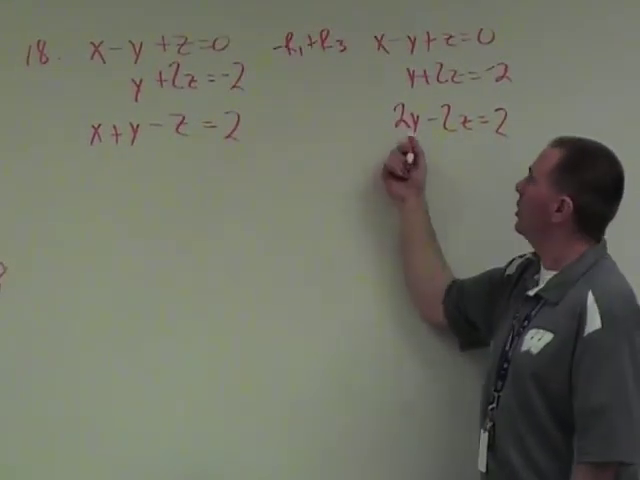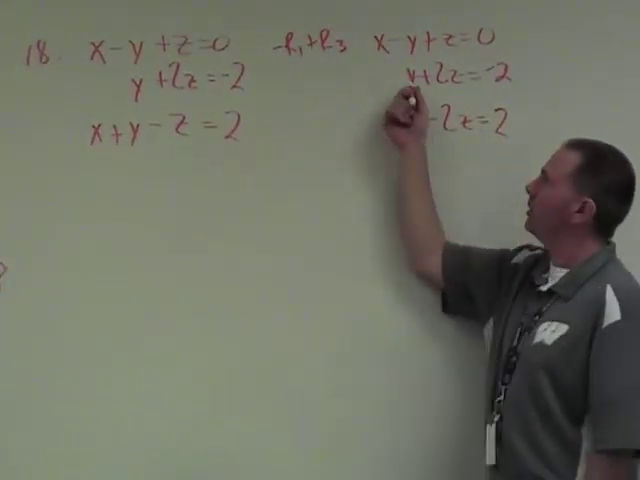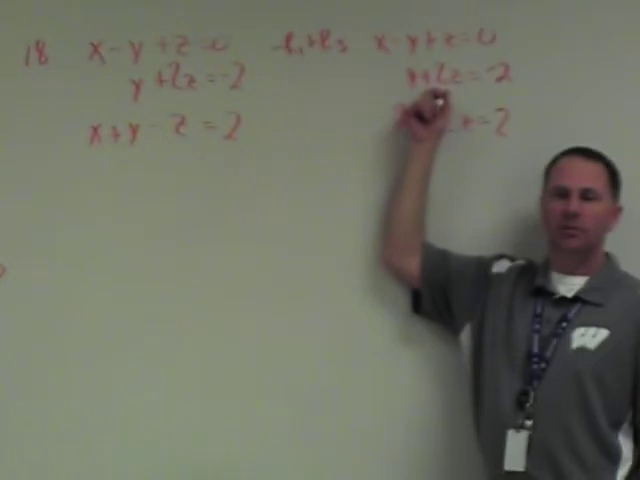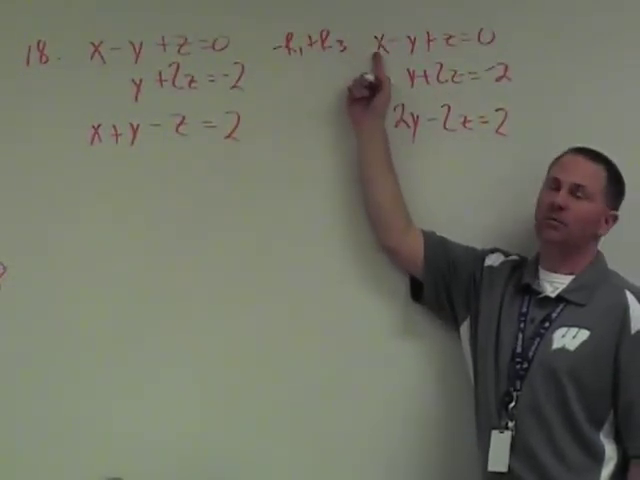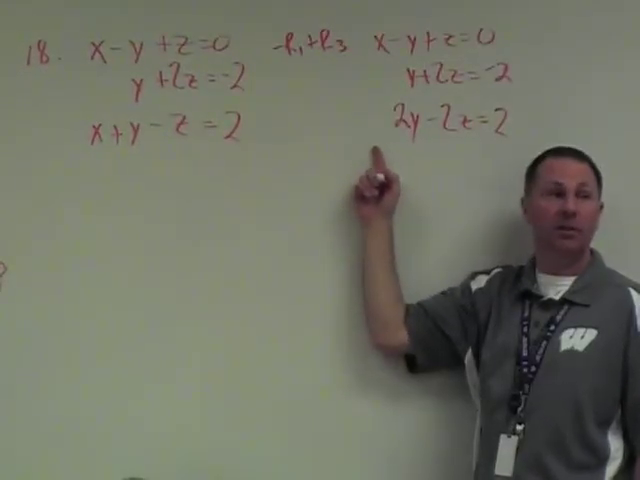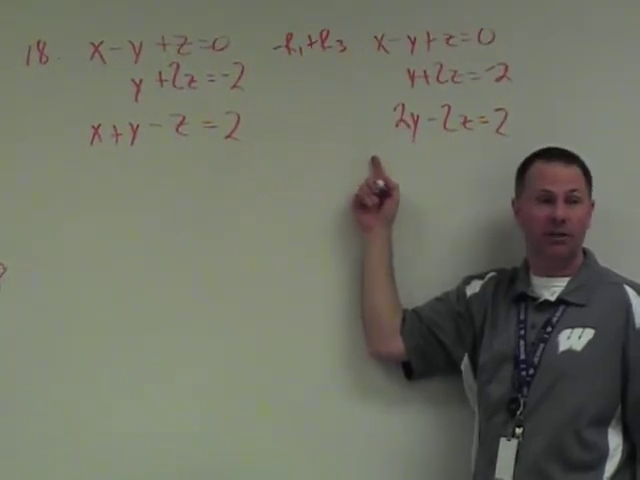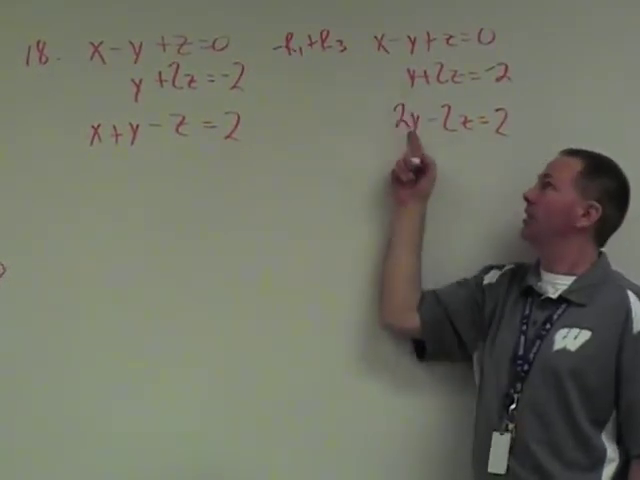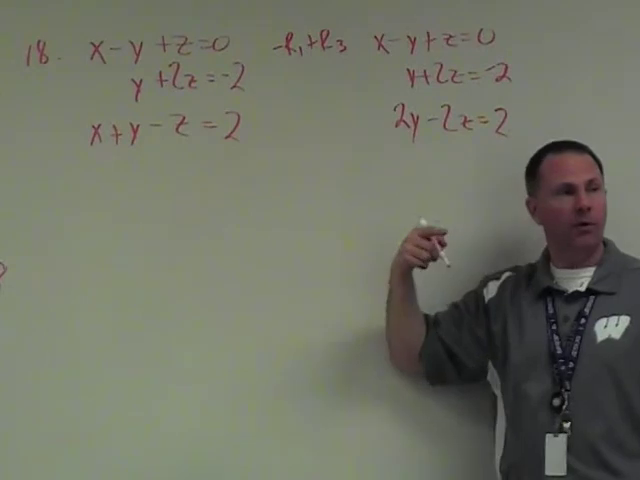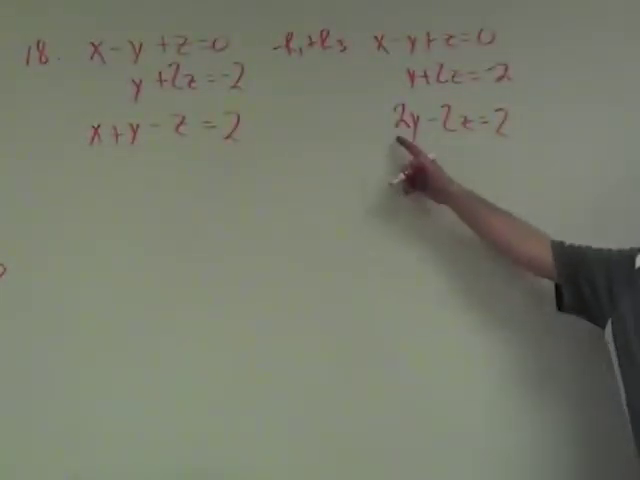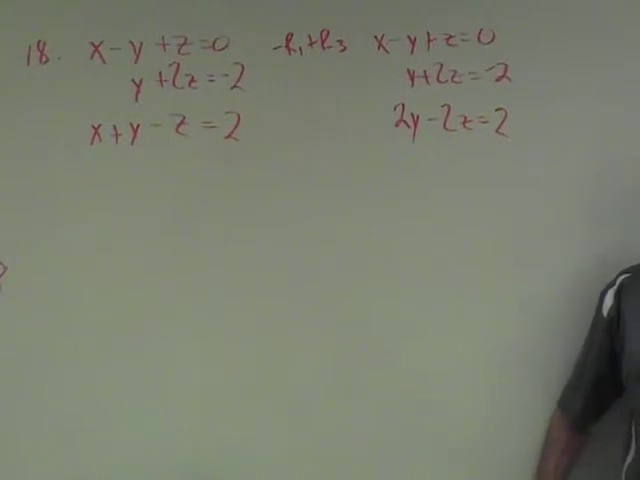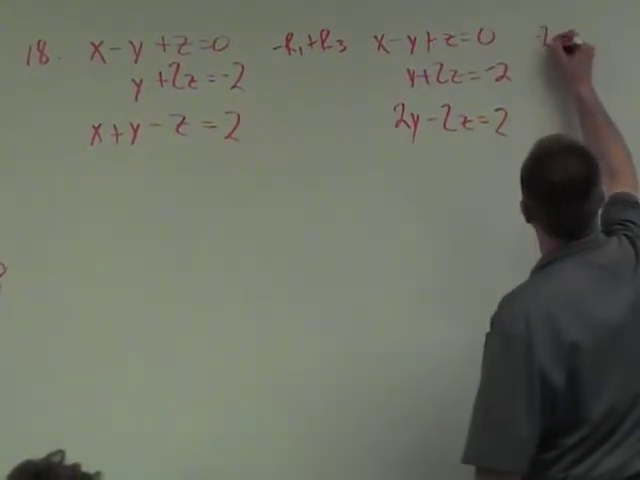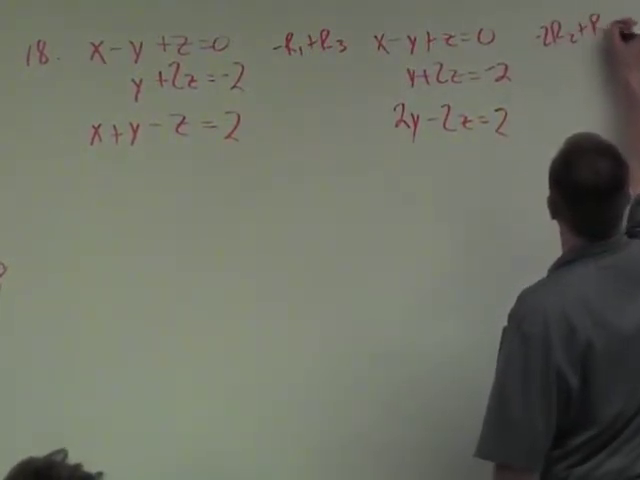Good job. So, I'm going to use this equation, because if I use the top one and I do something to it to add to the third equation, I'm going to get x back involved. Okay, I don't want to do that. So I'm just going to use these two. So what do I want to do to eliminate 2y? Yeah, multiply row 2 by negative 2 and add it to row 3.